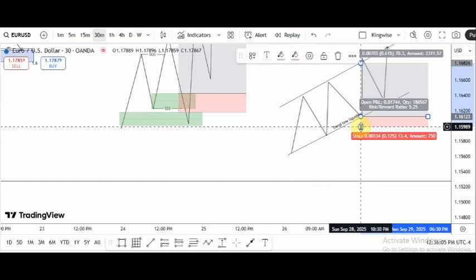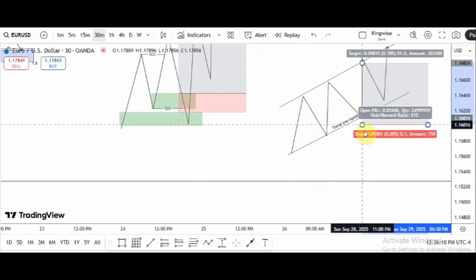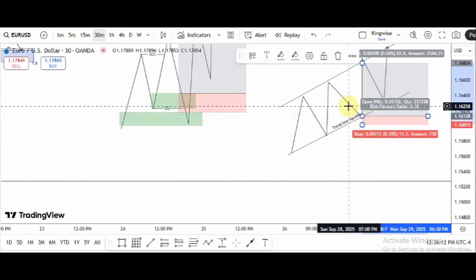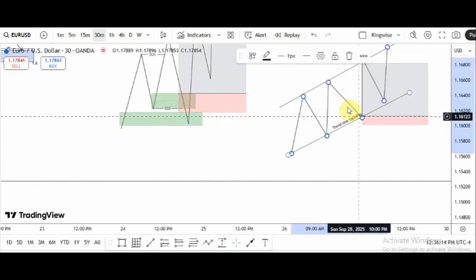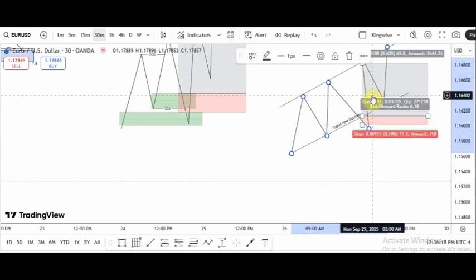Now, what will the market do? What will the market do? You see the market do this. See the market pick up their stop loss, trigger their stop loss, and go in the direction of the market.